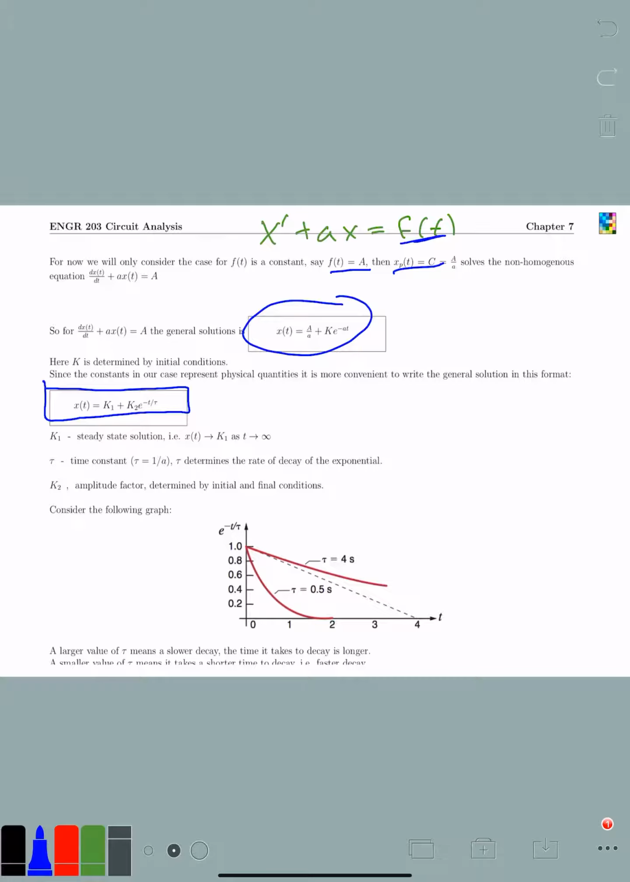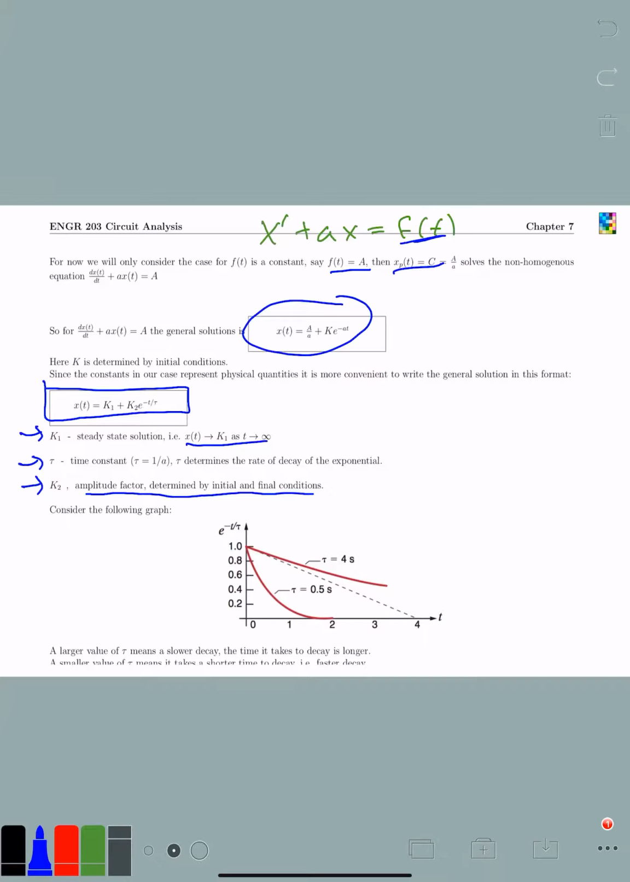And so instead of having to actually use calculus and solve a differential equation, in chapter 7 we're not going to do any of that. We're just going to ask you to find these three constants. And so K1, first off, that's going to be what happens as t goes to infinity. That's going to be the steady state solution. We're going to have this K2, which we're calling an amplitude factor. Basically, we're going to look at our initial and final conditions and use those to find out what it is.